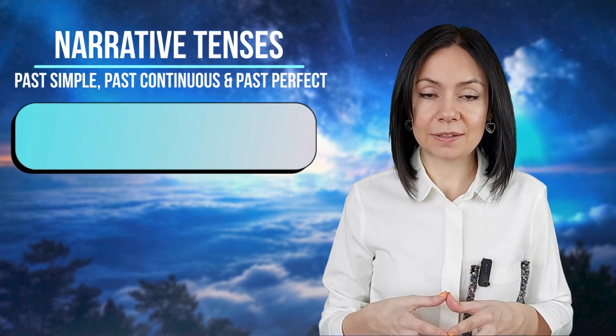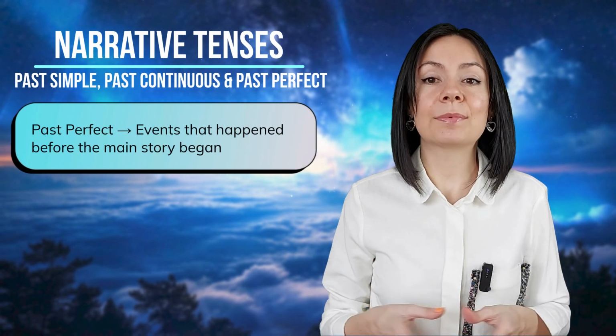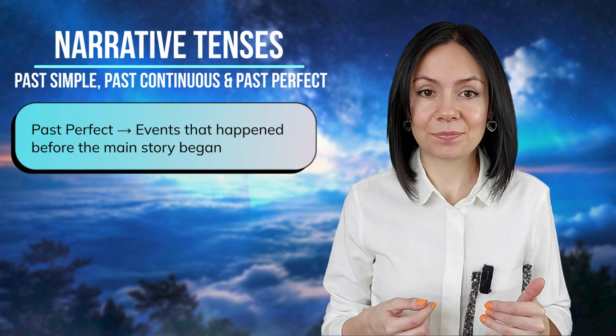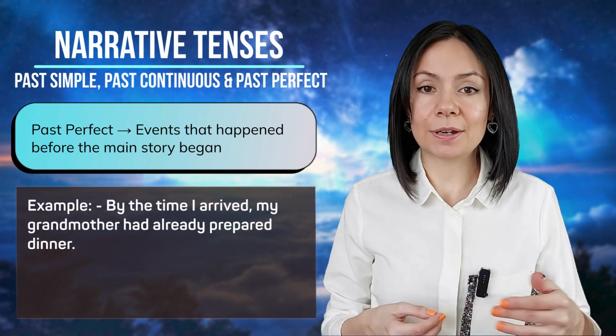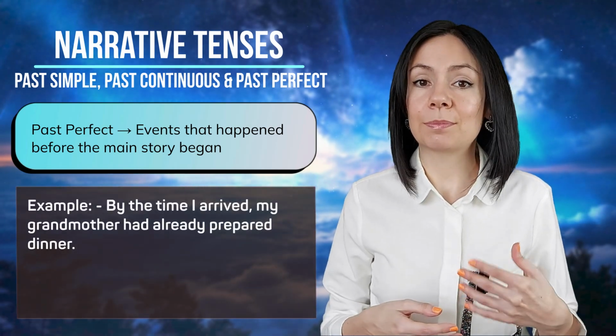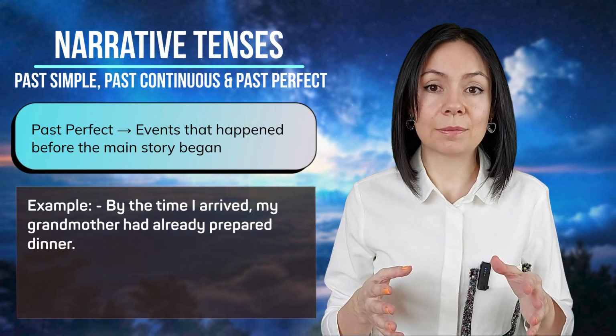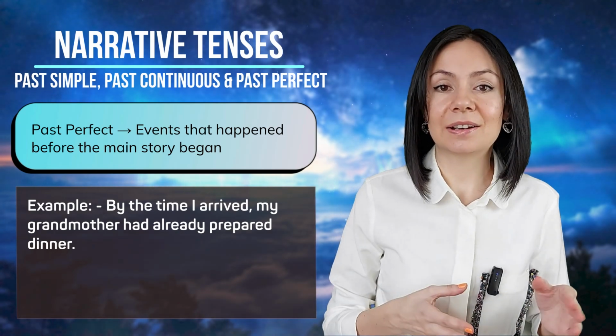Past perfect is used for events that happen before the main story began. By the time I arrived, my grandmother had already prepared dinner. So first, my grandma prepared dinner, and then I arrived.